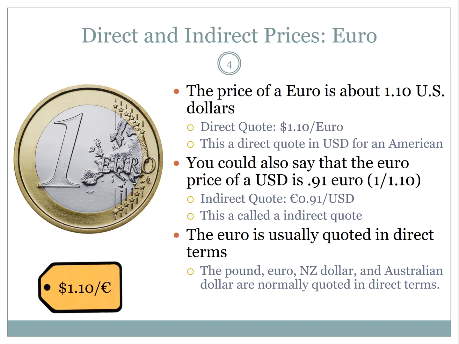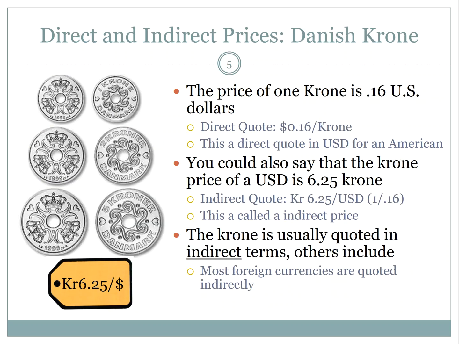Another way of thinking about it is 0.9 euros per dollar is a direct quote for $1 for a European. So a direct quote for a European is the European price of all goods. Fortunately, the euro is quoted in direct terms, just like a latte, as well as the pound and the New Zealand dollar. Australian dollars are generally quoted in dollars, but the rest are quoted like the Danish krone or crown.